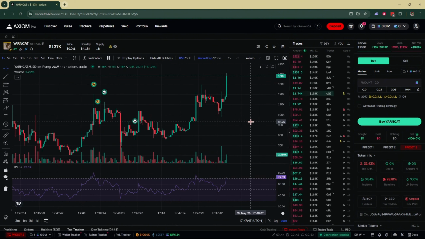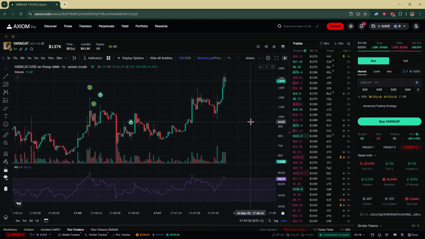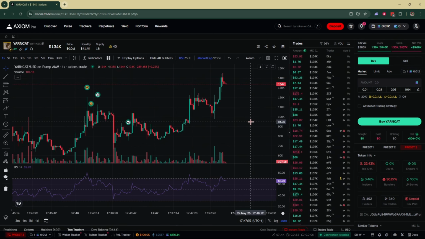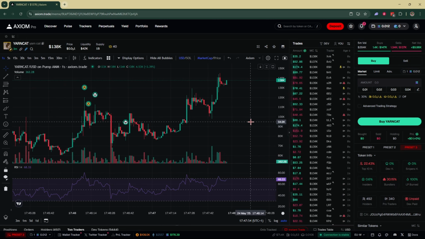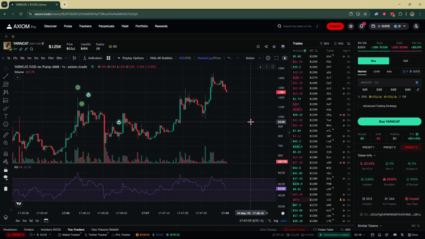That's how MEVs work. So why it happens is because meme coins on Solana are very volatile, and bots exploit this to sneak in ahead of your trades, especially in low liquidity markets.